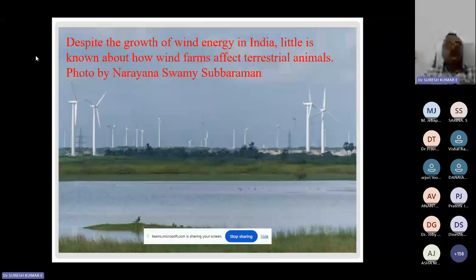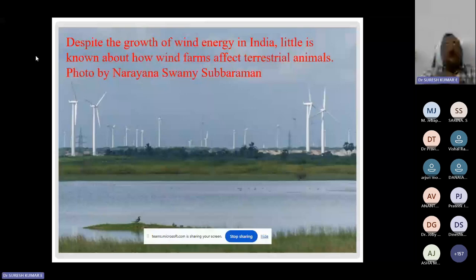Another thing you can see here, the photo by Narayana Swami Subbaraman. Despite the growth of wind energy in India, little is known about how wind farms affect terrestrial animals. As I mentioned in the earlier slides, these photovoltaics as well as wind farms are not over 50 years or 100 years old. So we don't know the long-term impacts as well. But one thing is sure, new e-waste will be there. So far, as I told earlier, we are thinking about only some electronic devices, but solar modules and panels will make a new type of e-waste. That's another issue.